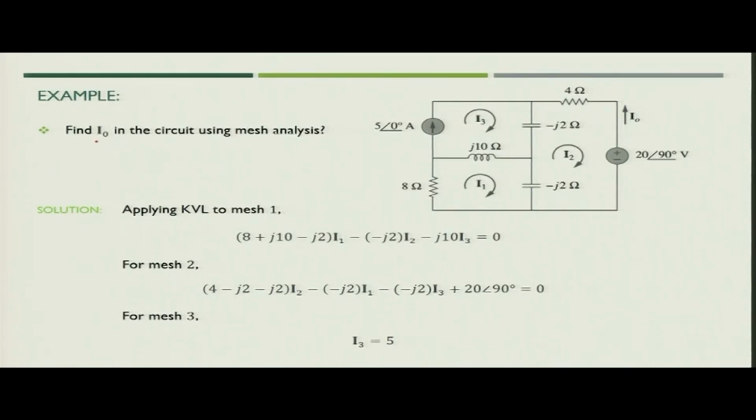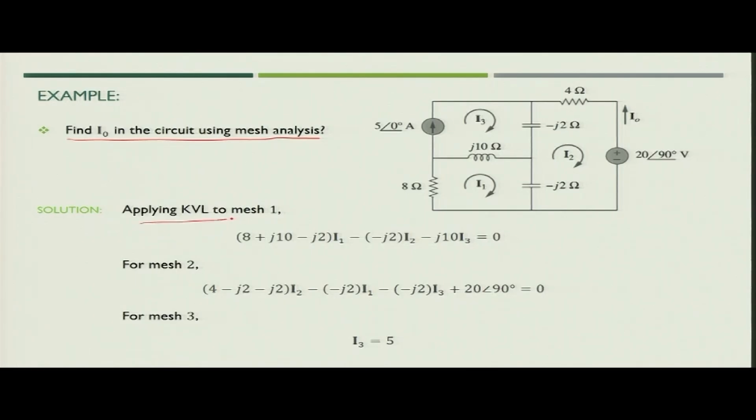Next, we see how we will utilize the concept of mesh analysis. In the previous two examples, we used nodal analysis. In this example, we will try to understand how we will apply mesh analysis. Now, if you see this figure, there are 3 loops. We give the value of current as I1 for this loop, I2 for this loop and I3 for the top loop.